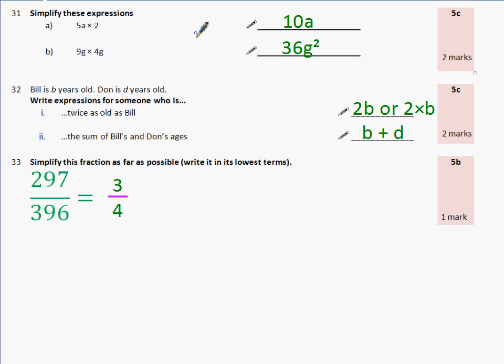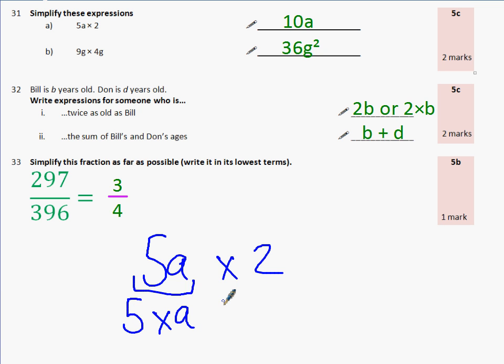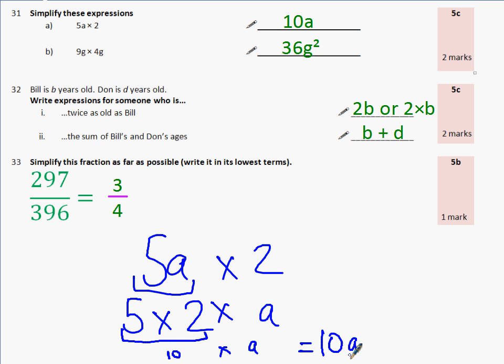Question 31. Simplify these expressions. 5a times 2. 5a stands for 5 times a, and we still need to times it by 2. So what can you do? You can do a bit of rearranging. You can move the 2 over to where the a is, swap them around so that we change the order. You can do that with multiplication because you can multiply in any order you like. 5 times 2, well, we can shorten that to 10, and then you need to times it by a, and you can shorten 10 times a to 10a.